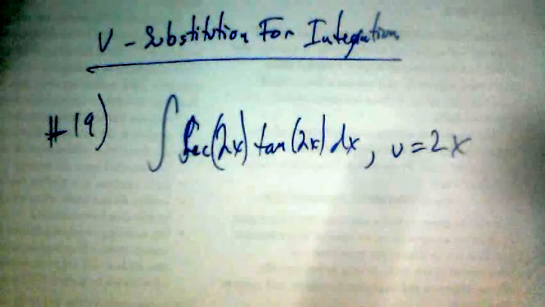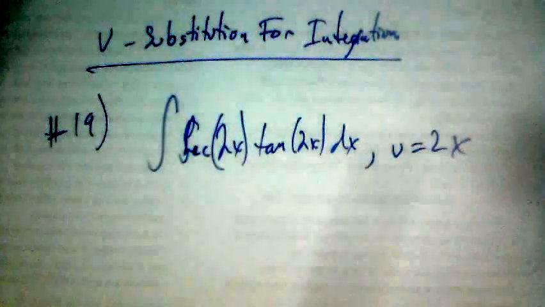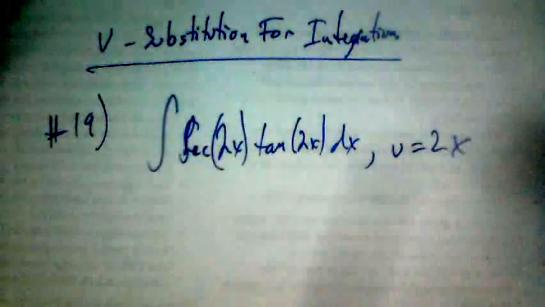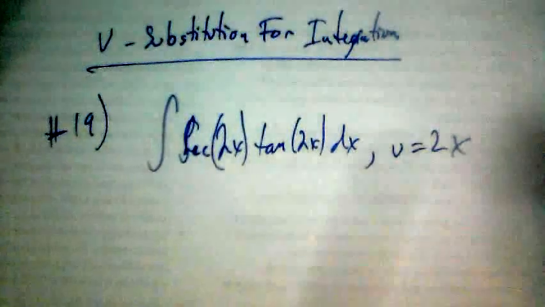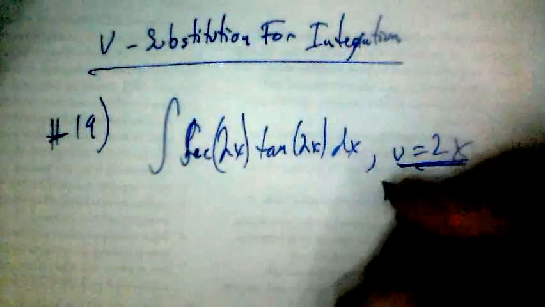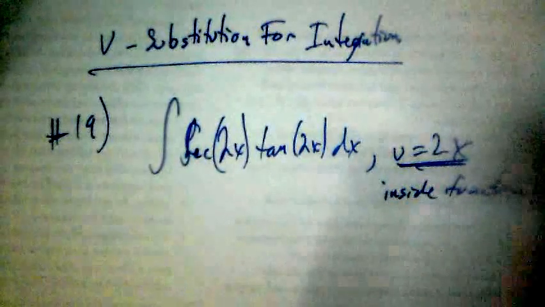We're going to look at a problem from your homework, problem number 19. The cool thing about this problem is you can see they already gave you what u is. As you can see, u is just the inside function, right? So if you watched the last video, remember this is basically just the chain rule in reverse here. So it's allowing us to do that.